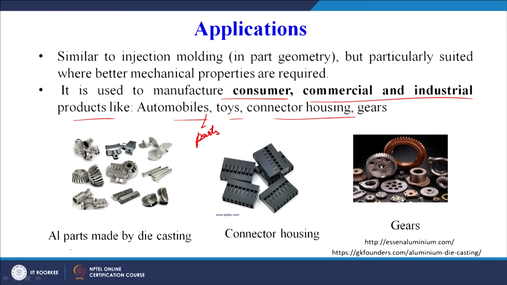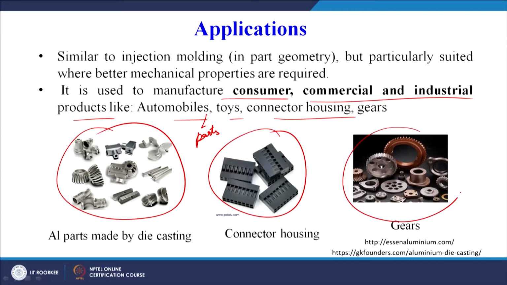These are the aluminum parts made by die casting. You can see the size is not very large, small size parts are made by the die casting process. The principle remains the same: the metal is melted and poured into the mold. In case of die casting, we inject it at pressure and it goes into the metallic die and the metal gets solidified there, but we are not able to make very large parts in die casting. Similarly, the connector housings are given here. These are the gears which can be made using the die casting process.